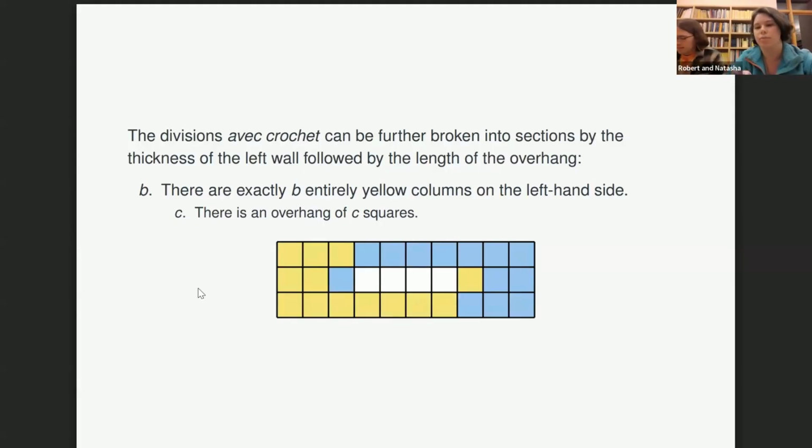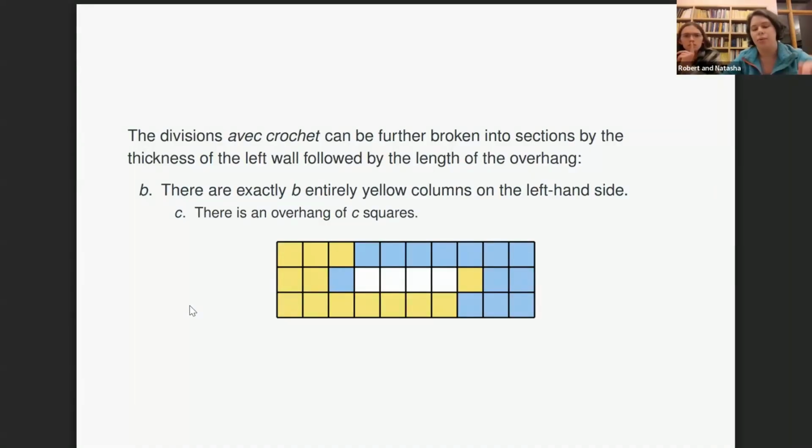And then because we want to make sure that we have that overhang, under all c yellow squares, we're going to put blue squares, and then on top of the c blue squares on the bottom right, we'll put yellow squares. So here it is, our crochet going this way.